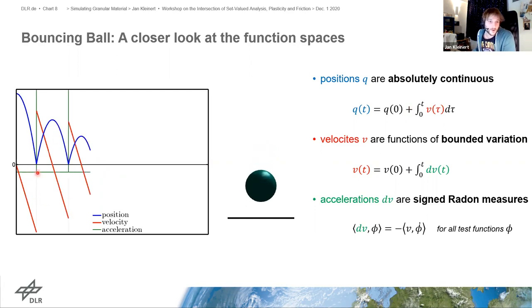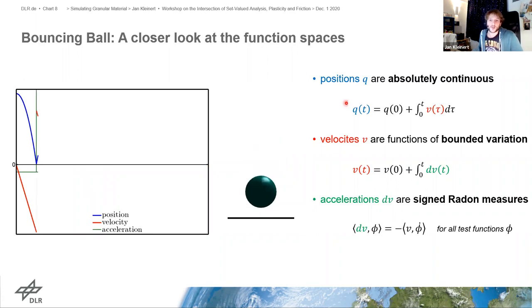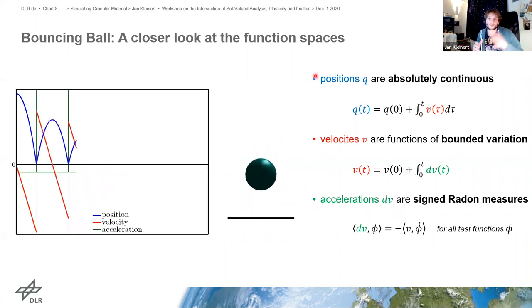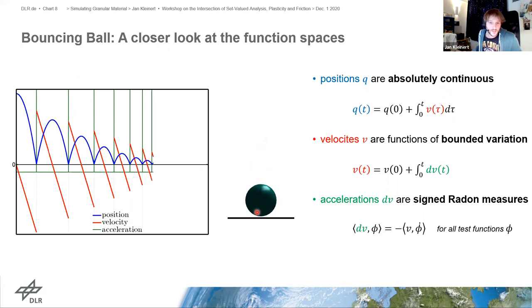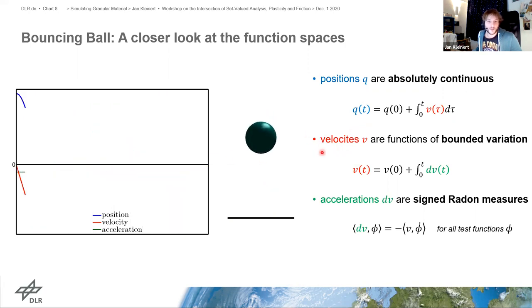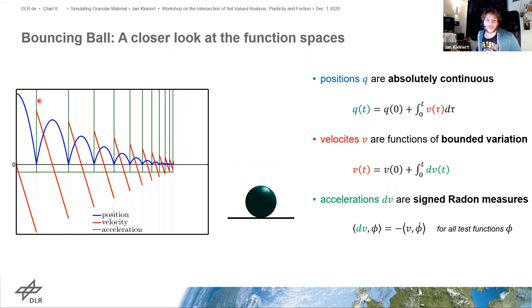But the number of discontinuity points must be countable, and in general, the functions are of bounded variation. Now, the positions, so the antiderivative of the velocities, are obviously continuous. So our ball cannot disappear and reappear elsewhere. More precisely, they are absolutely continuous functions. Now, the difficulty comes when we want to calculate the derivative of the velocities, because obviously the derivative of the velocities exists almost everywhere, except at those points which are really interesting. Every time we have an impact, the acceleration is really a Dirac delta measure here. So we have to say that the velocity in general is only differentiable in a weak sense.